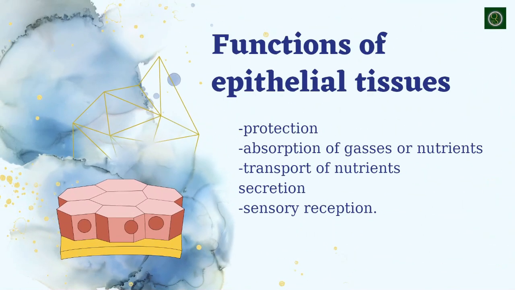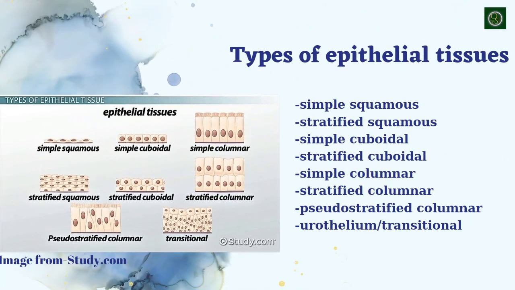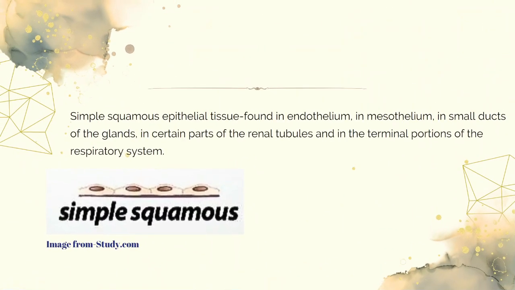The functions of the epithelial tissue are protection, absorption of gases or nutrients, transport of nutrients, secretion, and sensory reception. Epithelial tissue can be simple squamous or stratified, simple cuboidal or stratified, simple columnar stratified or pseudostratified, and the urothelium.